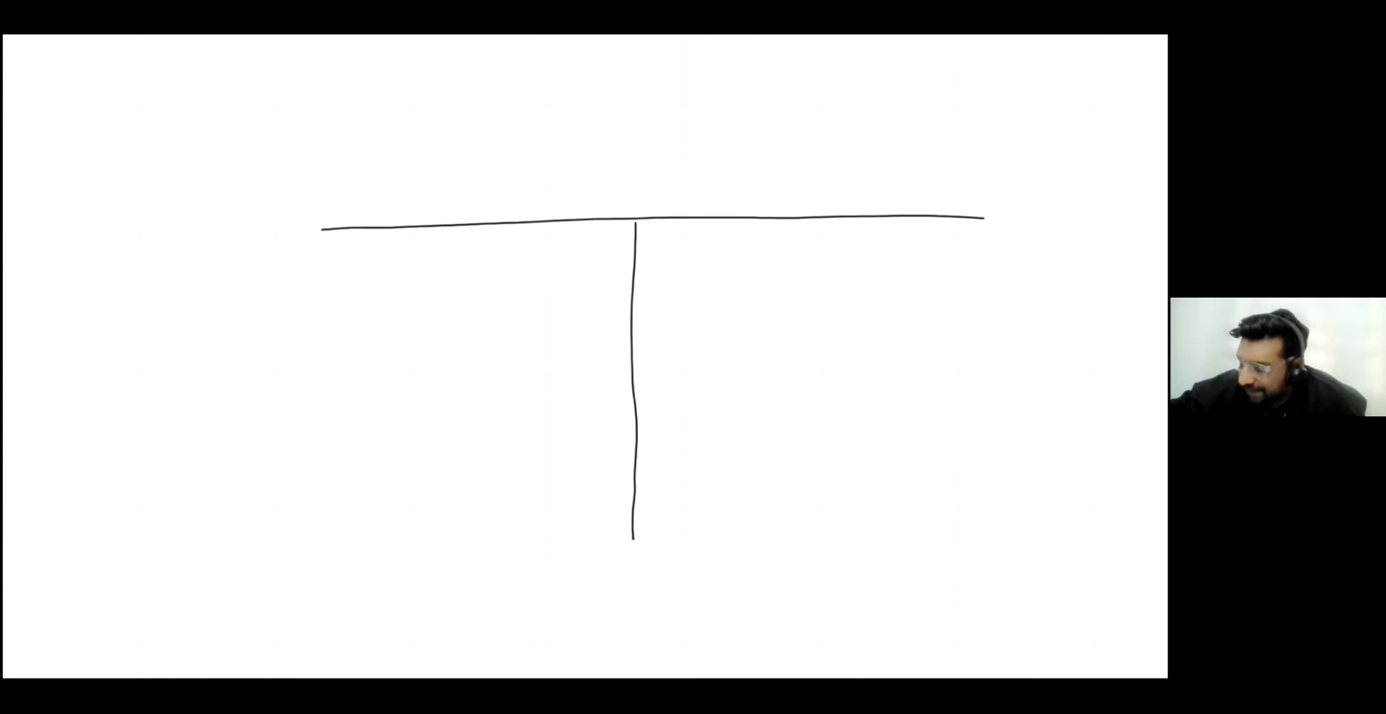Okay, so now we are going to make the actual T accounts. This is how a T account looks. This side is your debit. This side is your credit.